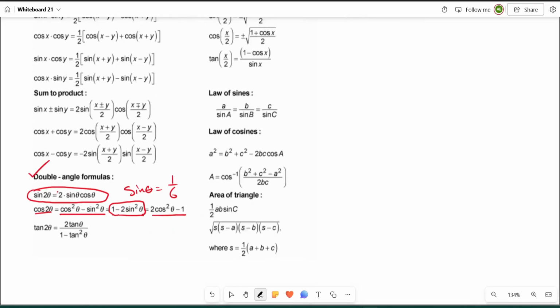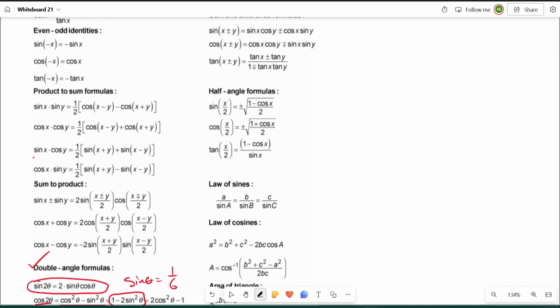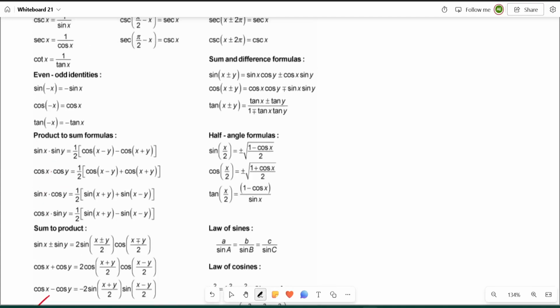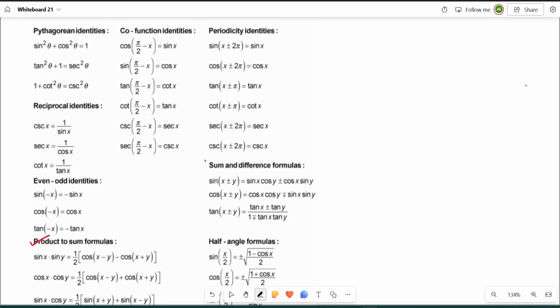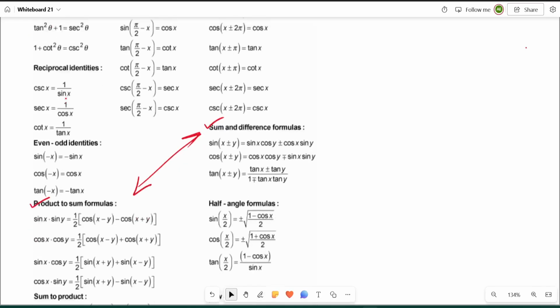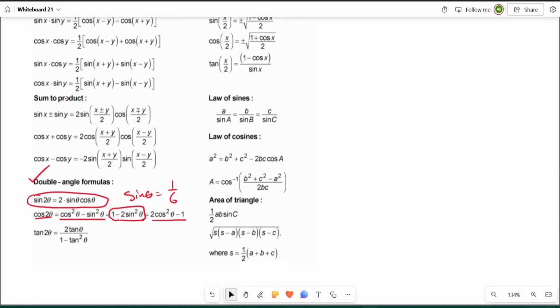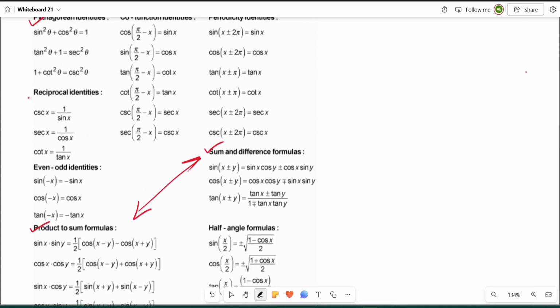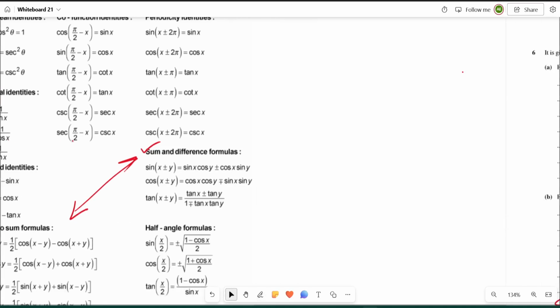Double angle identities we're going to use a lot. Sum and product identities, not really. We are going to use the sum to product a little bit, and the sum and difference a little bit. These two are not much, it's good to know. And we're going to use the Pythagorean identities a lot as well. Any other identities? These are the main identities that you should focus on, and of course the reciprocal identities.